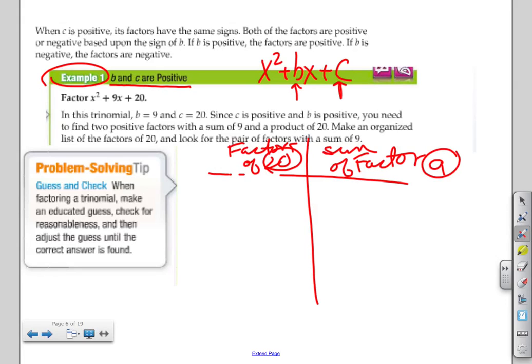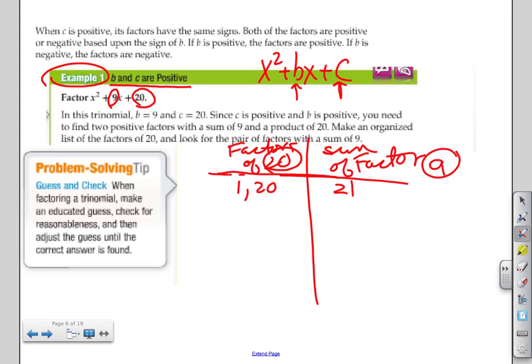So I start thinking, and this is what you have to do. So yes, we are going to make a table, guys. So factors of 20, of course, are 1 and 20, right? What do 1 and 20 add up to? 21. So does this combination work for what we're looking for? We need something that has factors of 20 and a sum of 9.